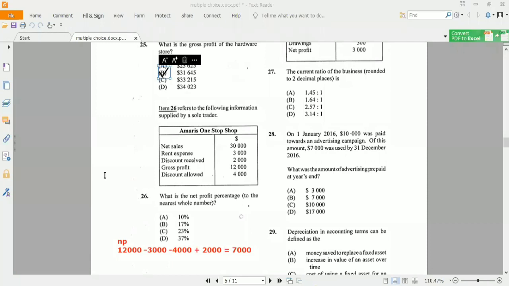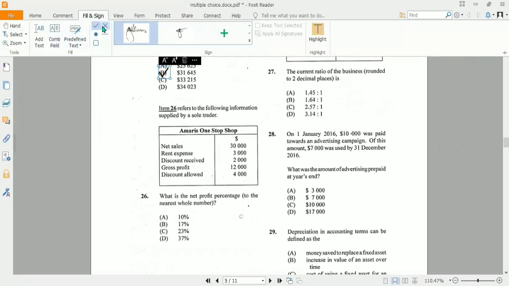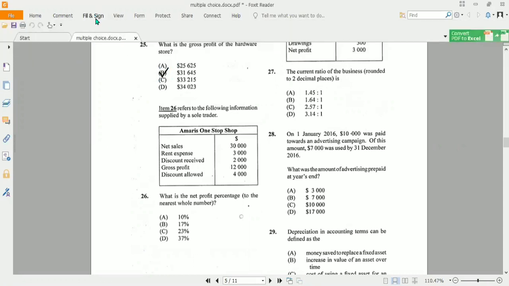23. I'm seeing C, I'm seeing A. So I'll be confirming. All right. So the response is 23.3%, and we're going to round off to the nearest whole number. So our response will be C. C. Good. That is C. All right.